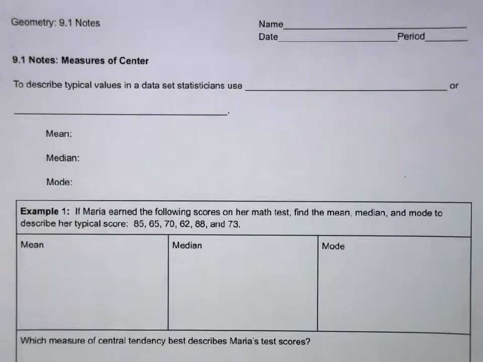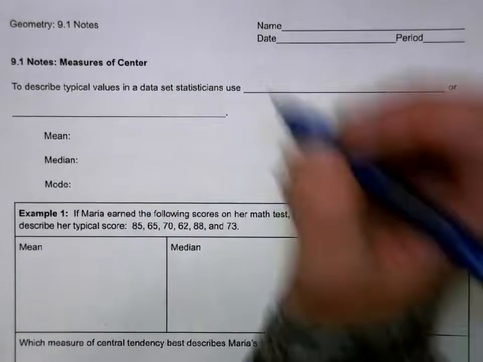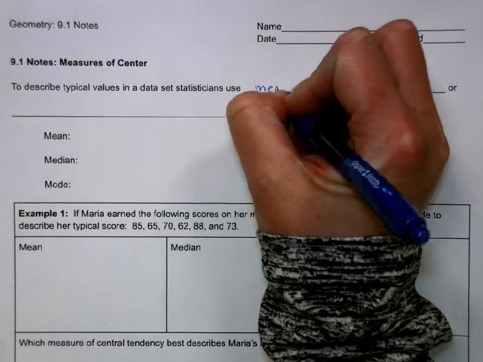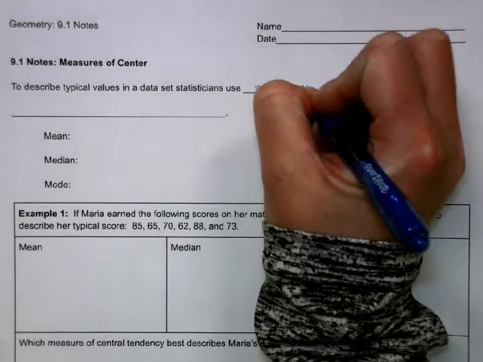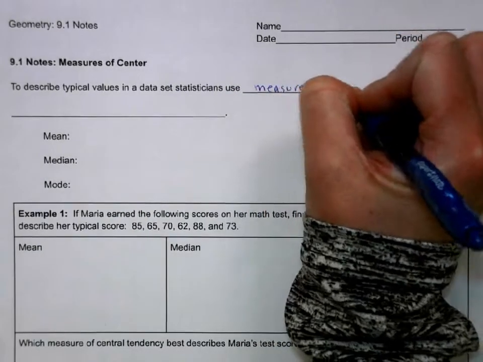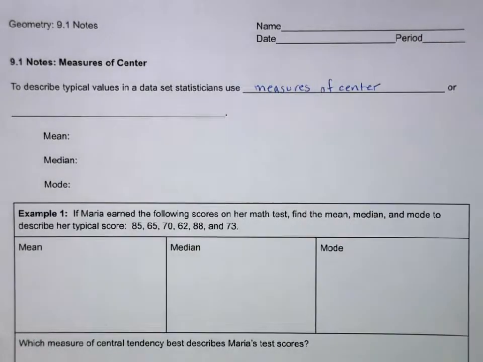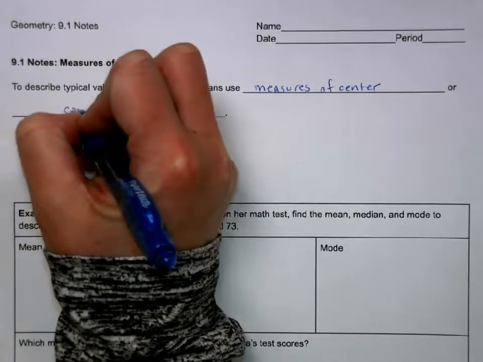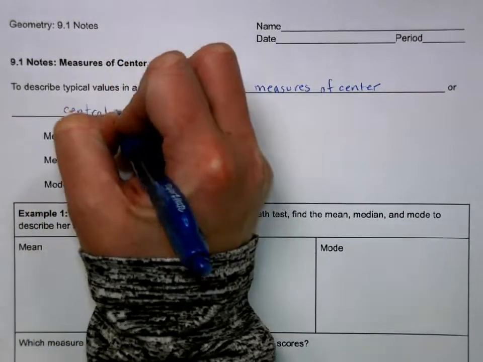In this video, we're going to talk about statistics. We're going to start talking about measures of center. So to describe typical values in a data set, statisticians use measures of center, sometimes called central tendency.